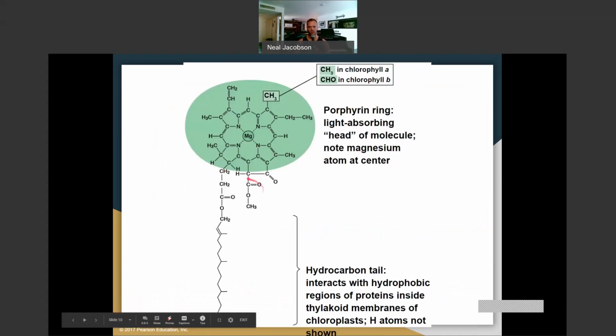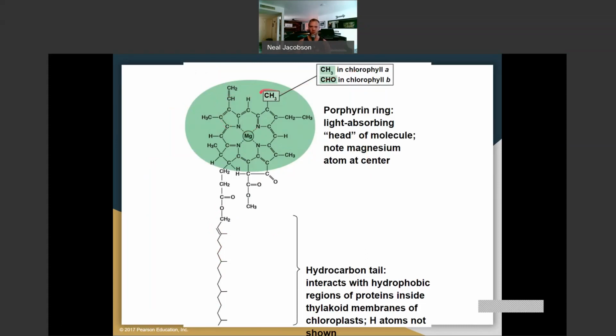Something that's interesting is that this is sort of like your photoreceptor, if you will. This is like your solar panel that, when the photon strikes it, charges up some of the electrons in this solar panel. And this solar panel is embedded into the thylakoid membrane, which is a phospholipid bilayer. And this hydrocarbon tail is sort of like the anchor. It just sticks into the membrane because like dissolves like, and then this photoreceiving head sticks out of it.